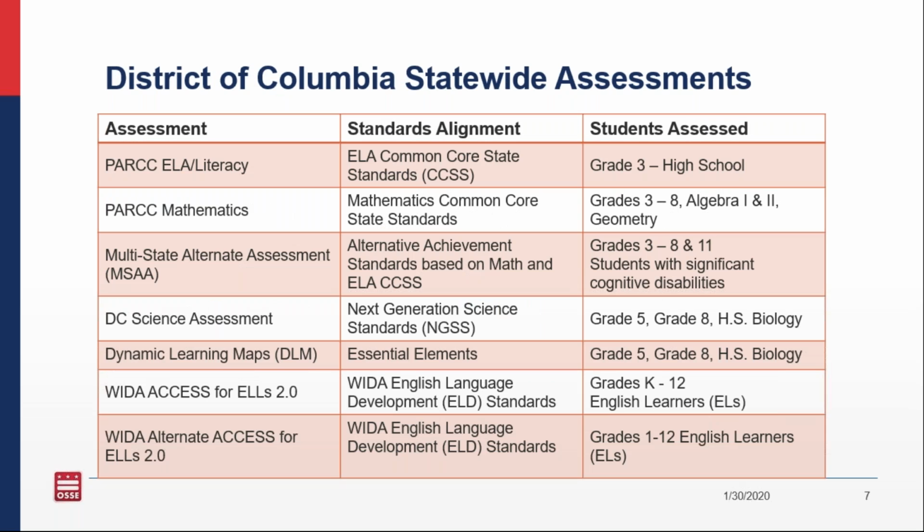In the District of Columbia, we administer the following statewide assessments. We have our PARCC ELA literacy, our PARCC mathematics assessment. We have the multi-state alternate assessment, also known as MSAA. We have our DC Science assessment. We have our Dynamic Learning Maps, also known as DLM. We have our WIDA ACCESS for ELLs 2.0 assessment, as well as our WIDA Alternate assessment for English learners 2.0.